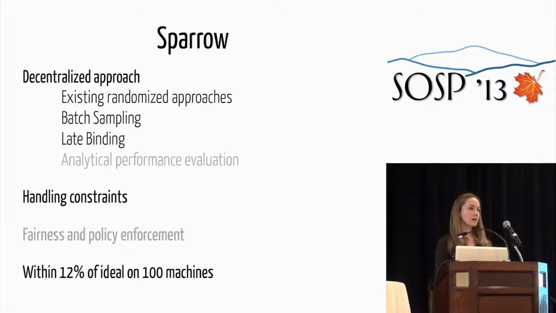In the rest of this talk, I'll begin by talking about Sparrow's randomized approach. I'll talk about why some existing approaches don't work, and then I'll present the two key techniques underlying Sparrow, batch sampling and late binding. In the paper, we also demonstrate analytically that these techniques perform well. Next, I'll talk about how Sparrow can handle constraints in its decentralized framework.